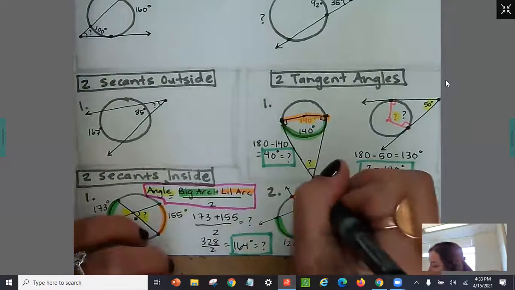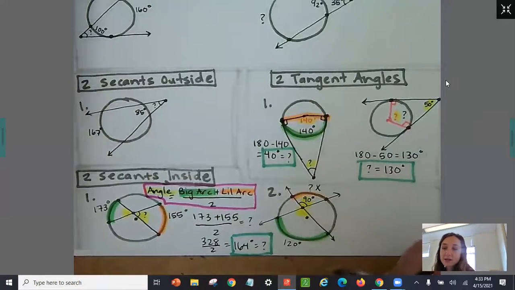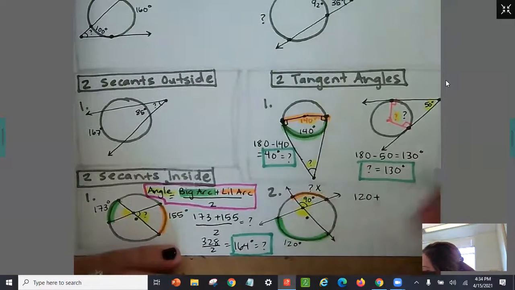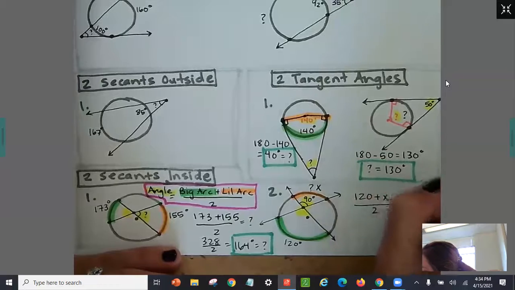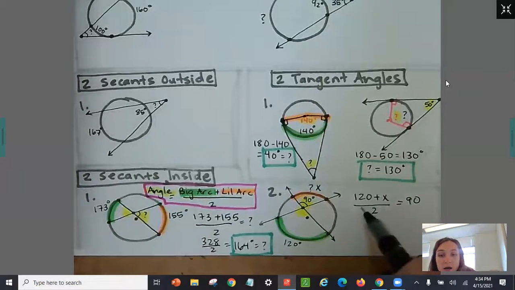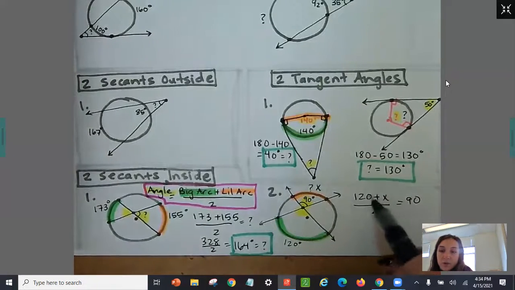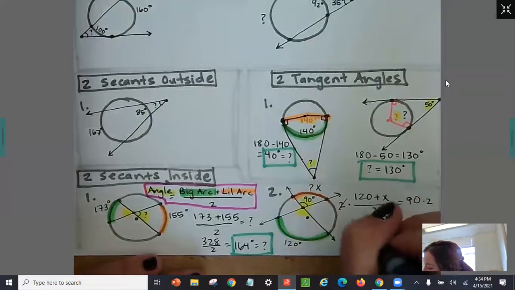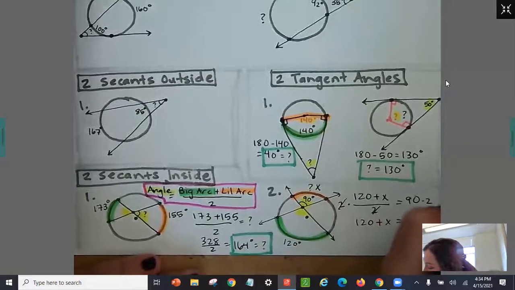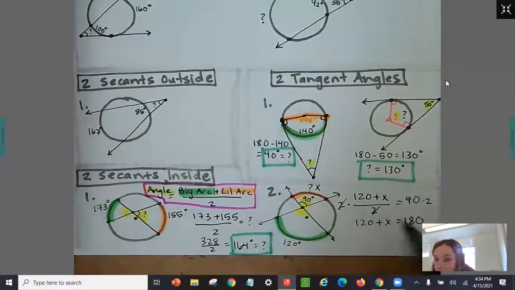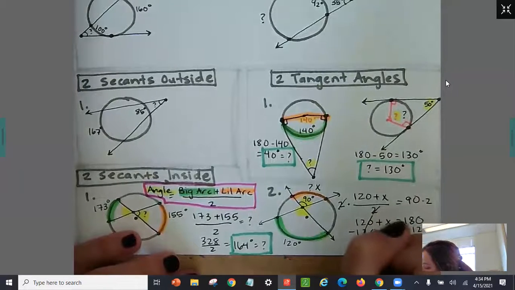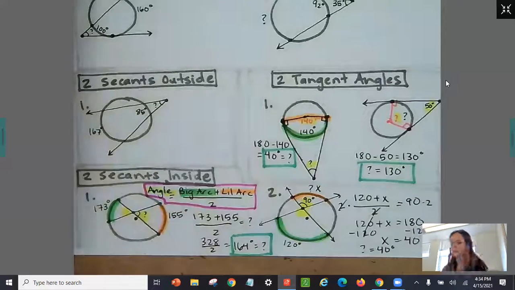So since the question mark is one of the arcs, we're going to make that x because that's a variable that we know how to solve for. So let's do big arc plus little arc, which is x, divided by 2 equals your angle, which is 90 degrees. Since 120 and x are together, we're going to get rid of the divided by 2 by multiplying both sides by 2. So we're going to get 120 plus x equals 180. And now we can subtract 120 from both sides. And we'll get x equals 40, which means that our question mark equals 40 degrees.